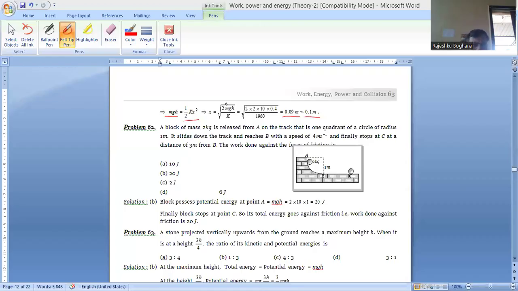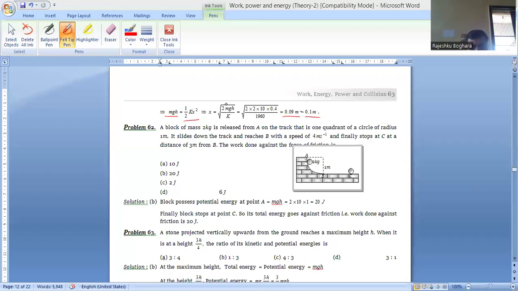A block of mass 2 kg is released from A on the track that is one quadrant of a circle. This is the one quadrant, the fourth part of this circle, of radius 1 meter. So here given 1 meter radius means height is 1 meter. It slides down the track and reaches B with speed 4 meter per second.